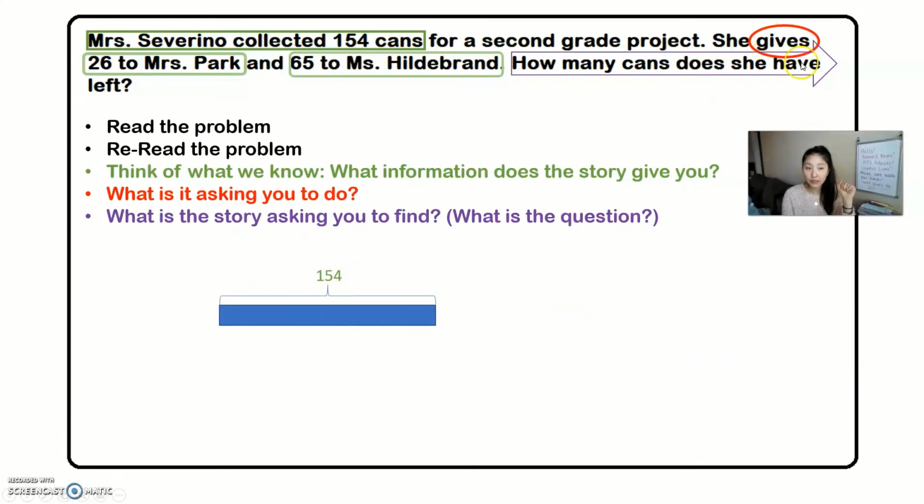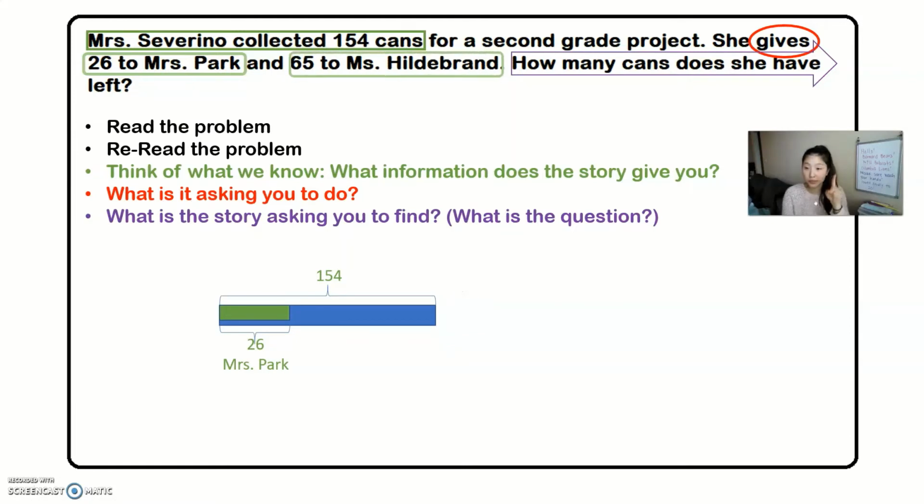Then she gives, so we're not adding on to this bar, we're actually taking away from this bar because she's giving it away. She gives 26 to Miss Park. So I showed that with this green bar right here. And I'm showing that that is 26 with a little bracket on the bottom and writing Miss Park and 26.